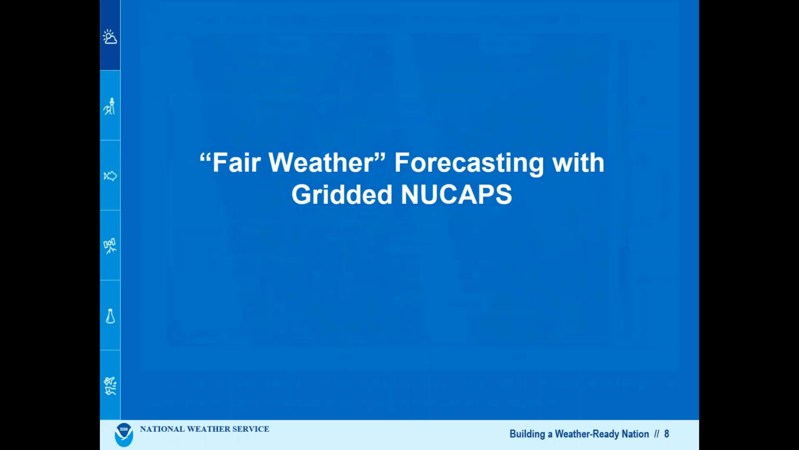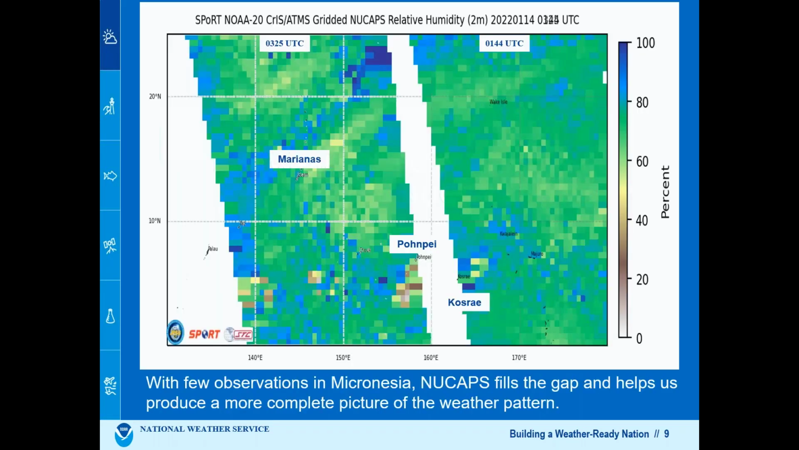So a little bit of the climate background, talking about fair weather forecasting. This case study is from our dry season, which runs from about January to July. And as you can see from here, we have 2 different passes, about an hour and a half apart. But right now we're looking at around 2 meters, the lowest moisture level that NUCAPS provides. And as we all know, the ocean tends to be pretty moist overall.